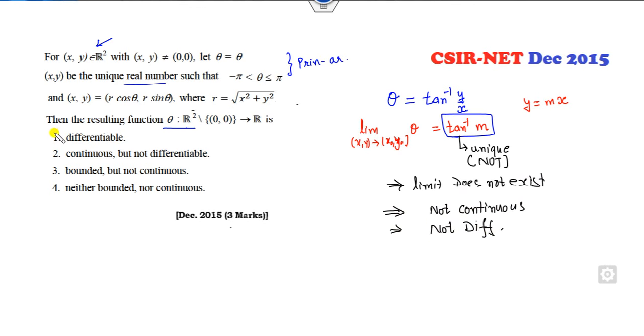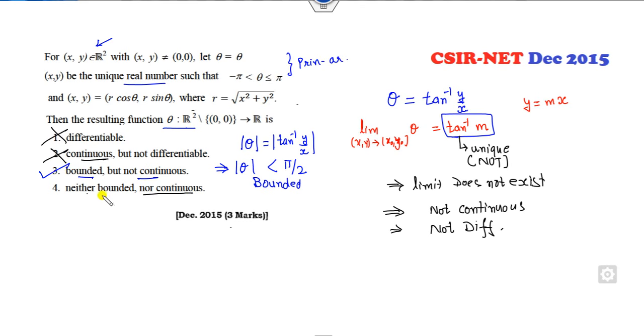So the option that the function is differentiable is cancelled out. The function is continuous is a wrong option. The function is not continuous is satisfied. Now, is it bounded? How can you check whether it is bounded? Again, we can start with the absolute value. What is the absolute value of this? That is tan inverse y over x. Clearly, the absolute value of tan inverse is less than pi by 2. That means this function is bounded. So the third option, bounded and not continuous, is the correct option. So C is the right answer of this problem.